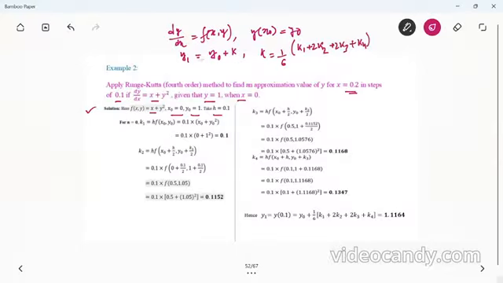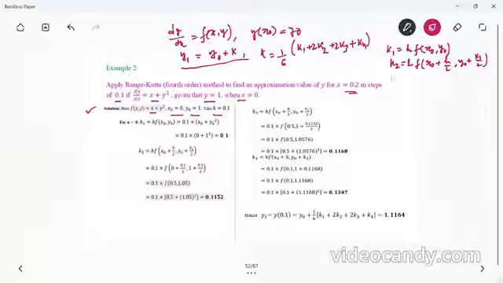This is the k. So actually, this is our answer: y1 equals y0 plus k. We will calculate k from these variables: k1 plus 2k2 plus 2k3 plus k4, where k1 equals h f of x0, y0; k2 equals h f of x0 plus h by 2, comma y0 plus k1 by 2; k3. K3 is what? h f of x0 plus h by 2, y0 plus k2 by 2.